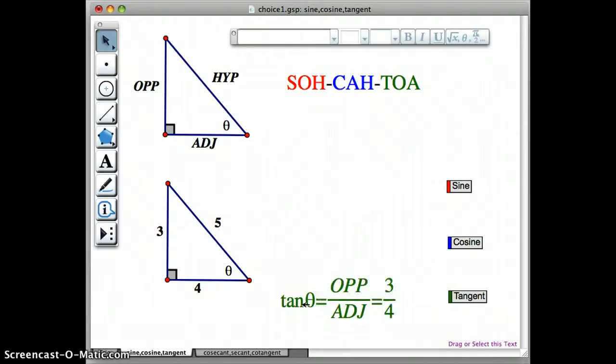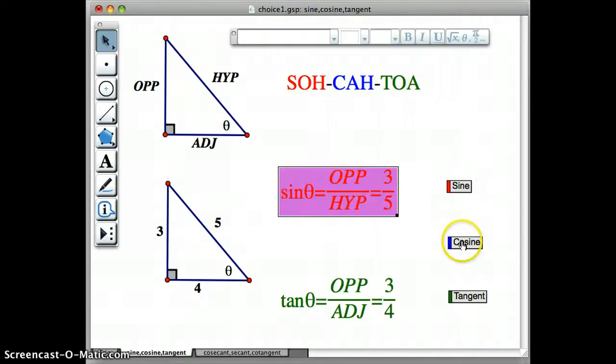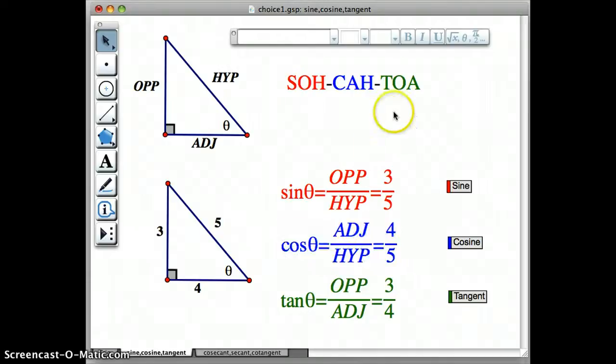When dealing with tangent functions, we want the tangent of theta, or the tangent of the angle, which equals the opposite side divided by the adjacent side. In this example it is 3 divided by 4. Up here, an easy way to remember tangent is T for tangent, O for opposite, and A for adjacent. SOHCAHTOA is a great way to remember sine, cosine, and tangent.